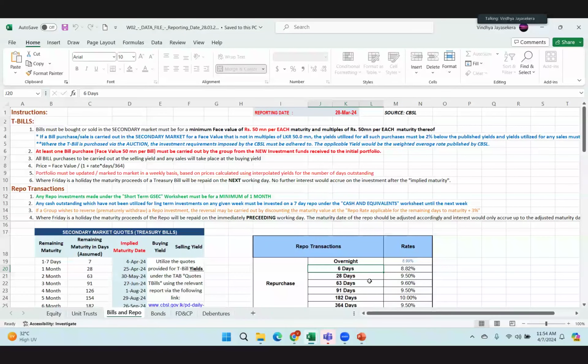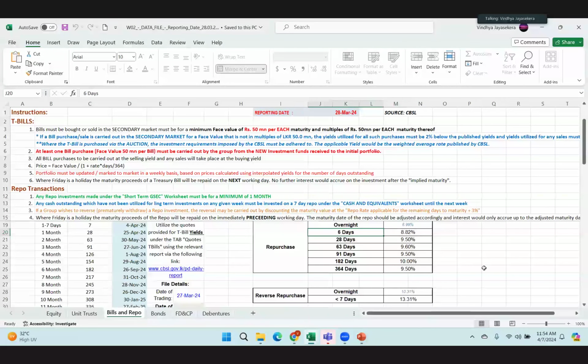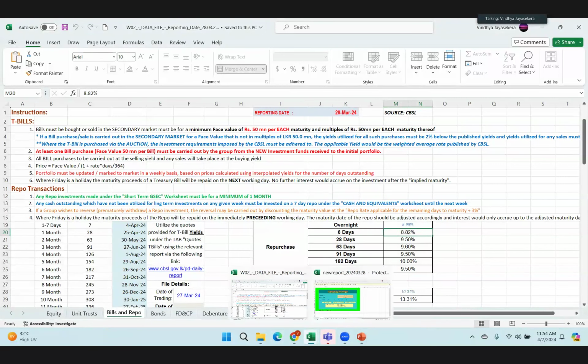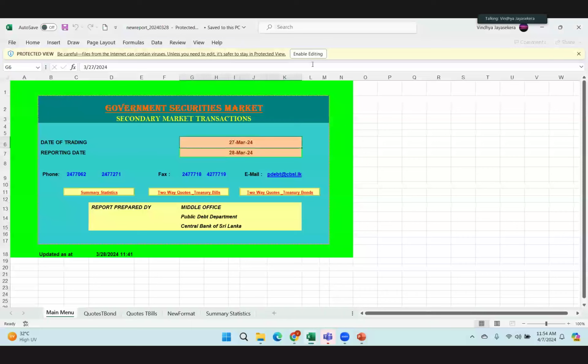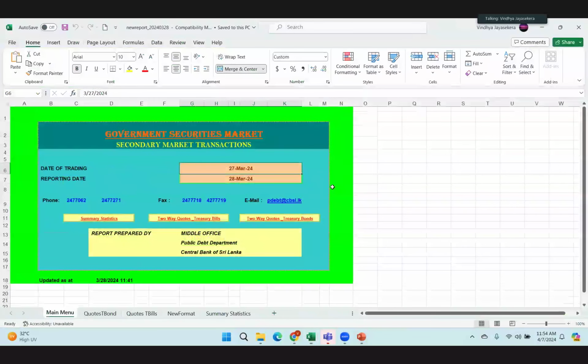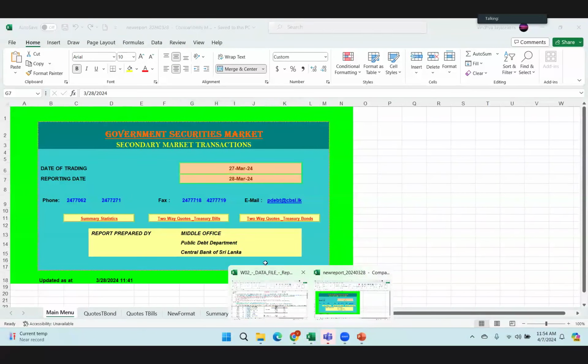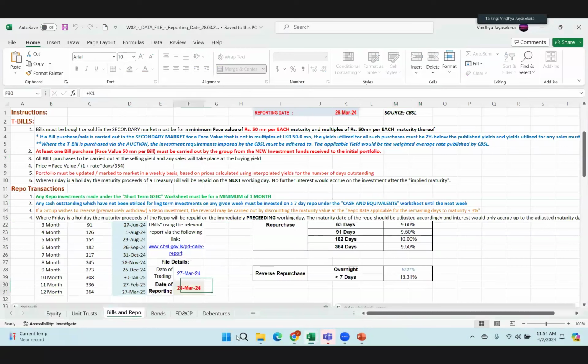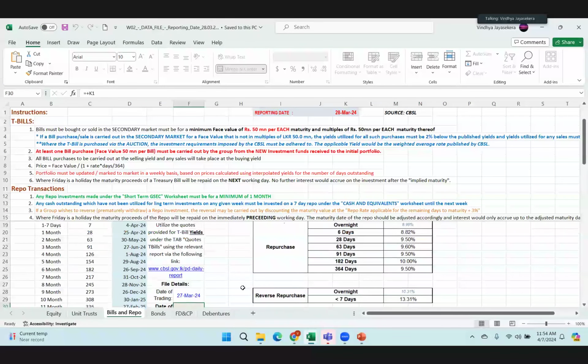Otherwise, your repurchase rate was 6 days for this week as of 28th March, just because it was a short week, right? So it was up to Thursday. But this return will not be given to you. You will have to take it from your file, right? So from your new report, when you take this file as at the reporting date 28th March, which is the file that you need to take. Okay. This file, right? Date of reporting 28th March.